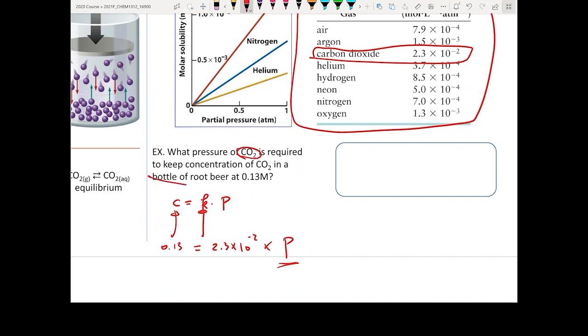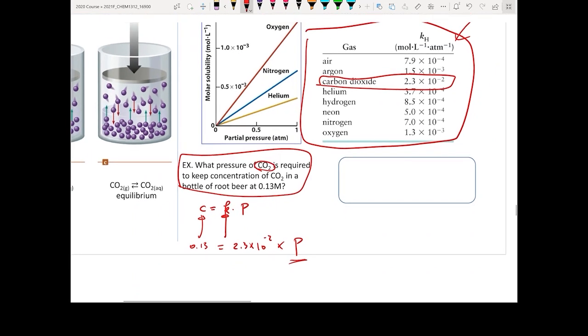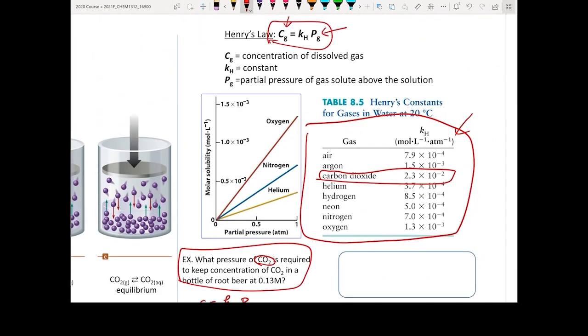The key is, can you recognize that this question is testing your understanding about the effect of pressure on the solubility of gas in your water solution? If you know that, then you know that's the only equation you can use, which is Henry's law equation. And then all you need to do is plug in the information you got from the question and solve for the unknown.